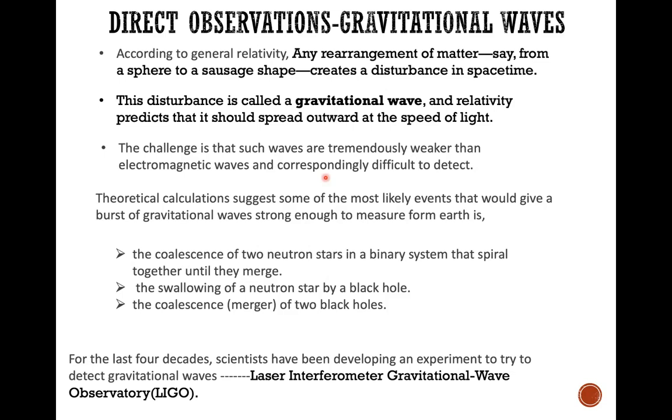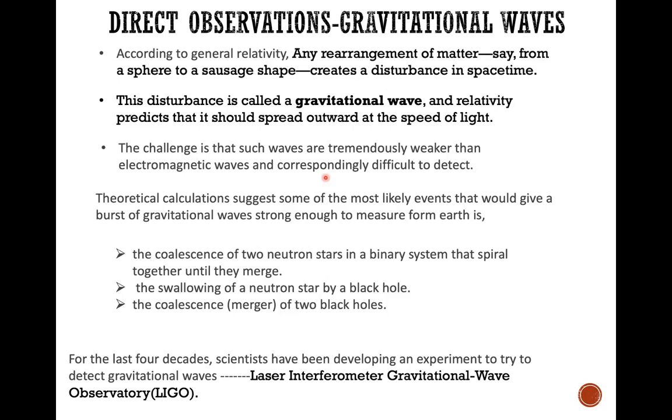And he predicted that these gravitational waves should spread outward at the speed of light. For example, let's say you have a merger of two black holes. Once they merge, they will considerably disturb the space-time, which will create these gravitational waves. And these gravitational waves should spread in outward directions at the speed of light. So that's what he predicted.